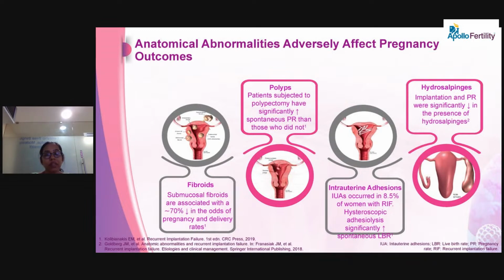Next, hydrosalpinx. Implantation rate and pregnancy rates have been found to be significantly low in women who have hydrosalpinx compared to women who have normal fallopian tubes. And they found that after disconnecting the patent fallopian tubes, the pregnancy rates and the implantation rates were better in patients with RIF.